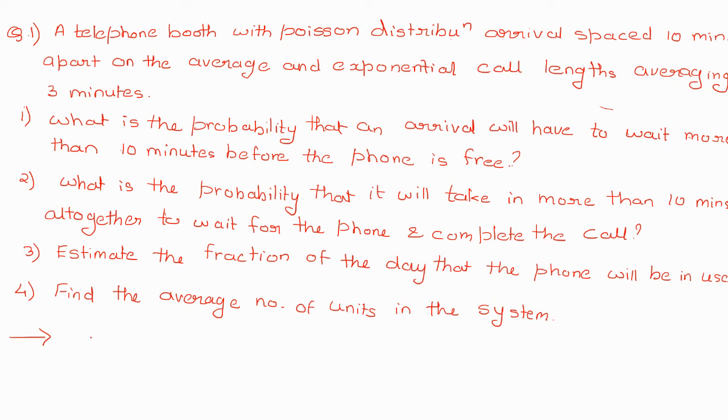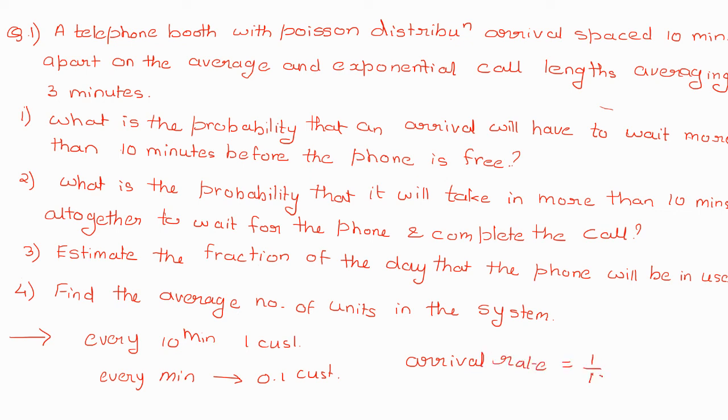I'll just write this; you need not write it in these terms. Every 10 minutes, one customer. So, as I explained, every minute it will bring 0.1 customers, or 1 by 10 customers. So my arrival rate will be 1 by 10 per minute, or 0.1, whichever is easier to write. 1 by 10 is also fine.